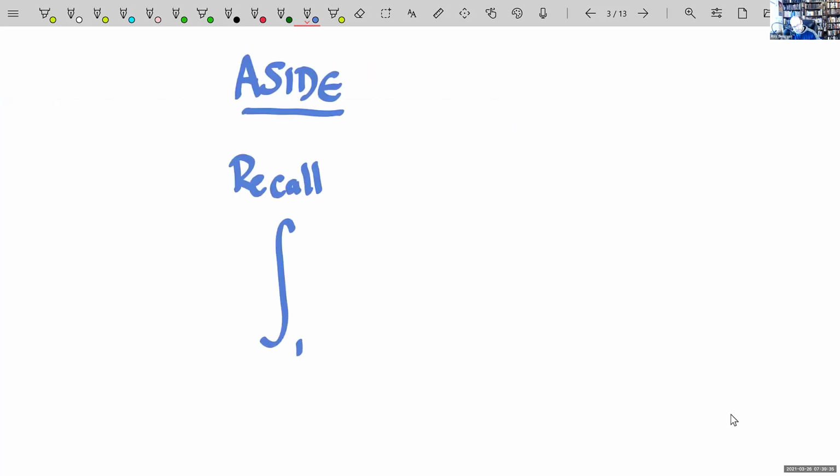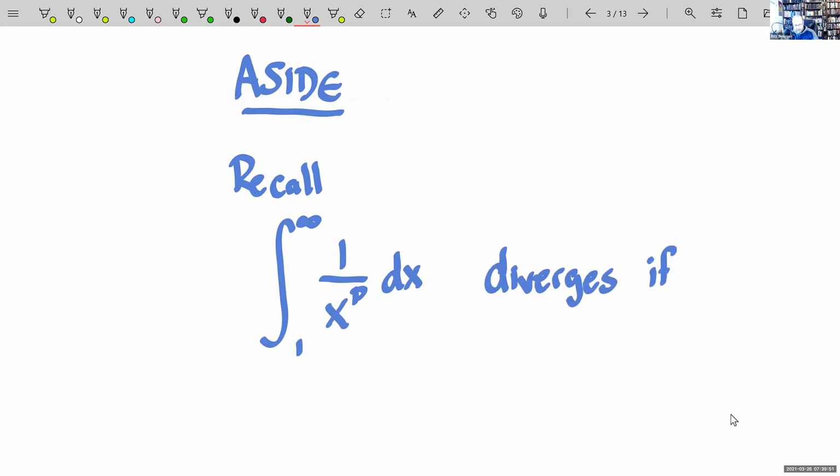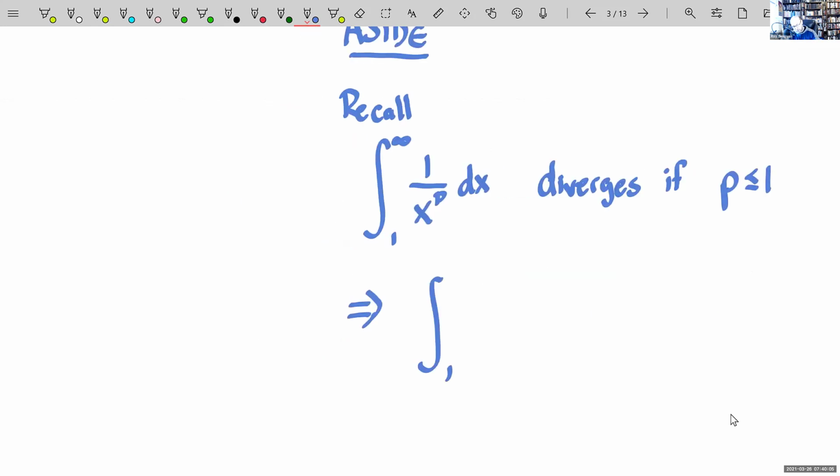So the aside here is, recall the integral from 1 to infinity of 1 over x to the p power. That improper integral diverges if p is less than or equal to 1. If the power on x is less than or equal to 1. So more specifically, the integral from 1 to infinity of 1 over x to the first diverges.